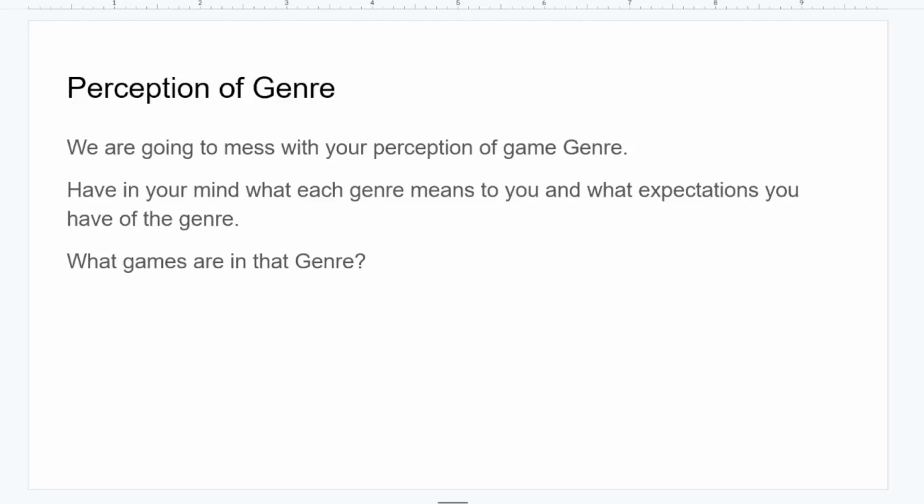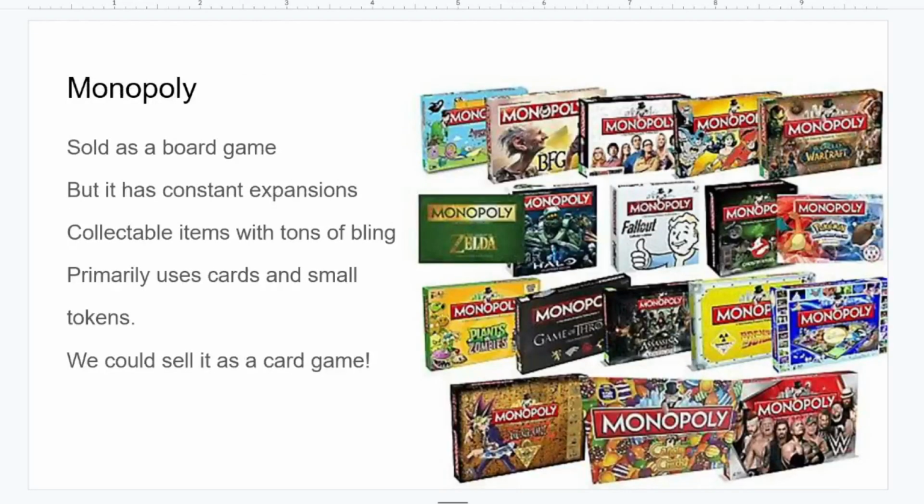Before I click to the next slide, I'm going to say the game that's on that next slide, and I want you to tell me and have in your mind what genre you think that game is going to be. So we're going to start talking about Monopoly. What genre do you think Monopoly is? It's a board game. Board game. You're wrong. It's actually a card game.